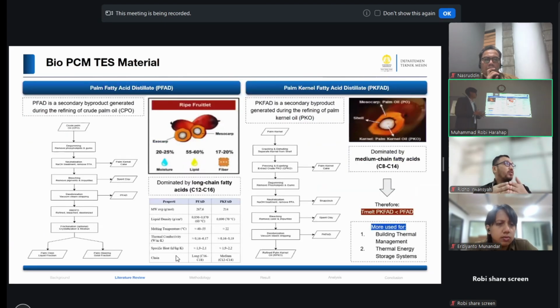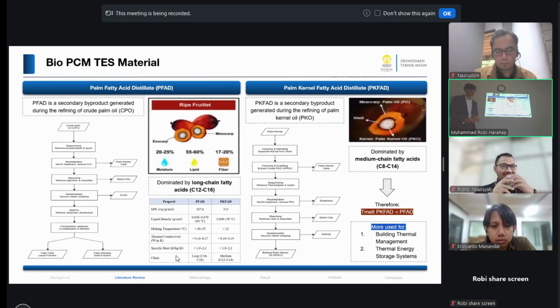Okay, and now let's talk about the material. What I'm going to be using is BioPCM thermal energy storage material. One of them is PKFAD, one is PFAD. Basically, it's made out of crude palm oil, and then it produces palm oil and palm stearin and something like that. But from the deodorization step, we can get PFAD. So it's basically a byproduct, and it's dominated by long chain fatty acids, ranging around 12 to 16 carbon chains. And then palm kernel fatty acids are made out of palm kernel oil, and it's dominated by medium chain fatty acids.